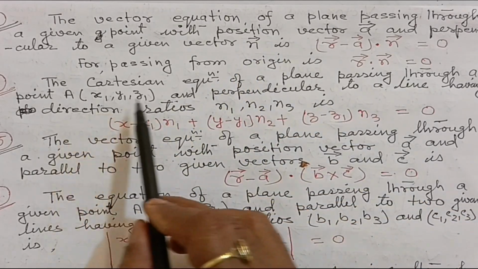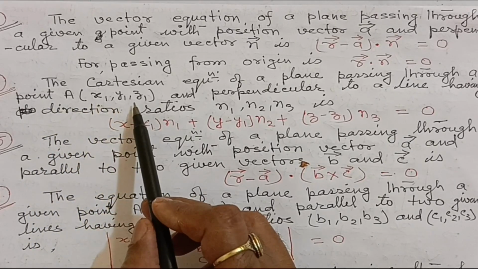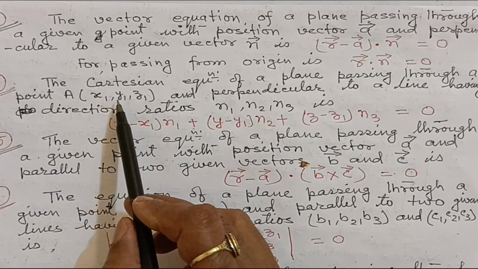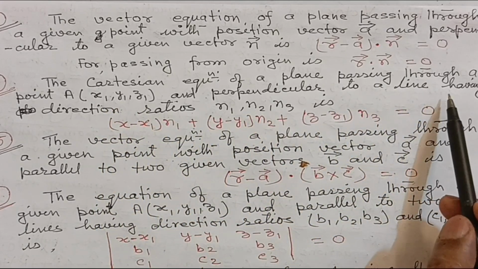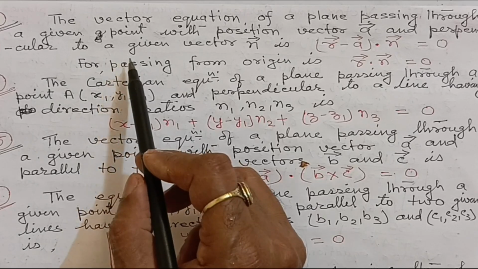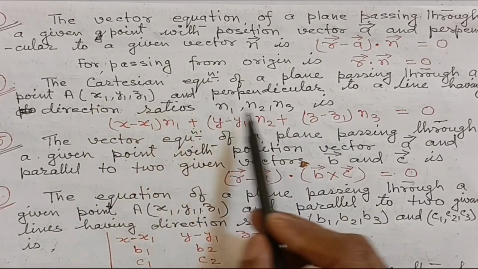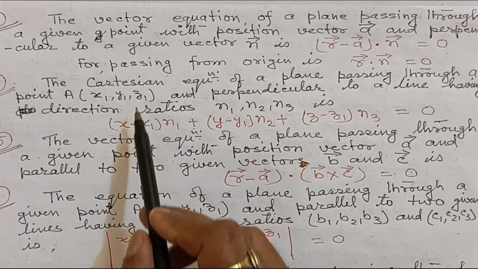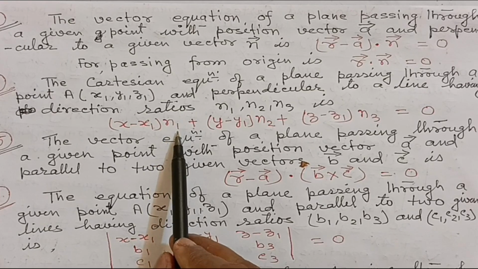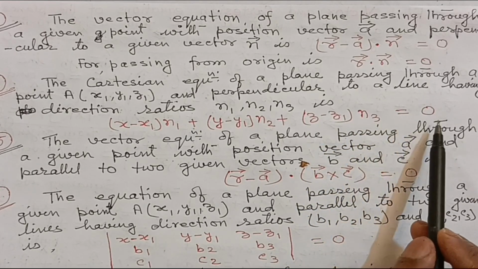Now its Cartesian form. The Cartesian equation of a plane passing through a point A, whose coordinates are x1, y1, z1, where its position vector is A, and perpendicular to a line having direction ratios n1, n2, n3, that is, perpendicular to a given vector N. Given the direction ratios and the coordinates of point A, the Cartesian equation of that plane is (x minus x1) into n1 plus (y minus y1) into n2 plus (z minus z1) into n3 is equal to 0.